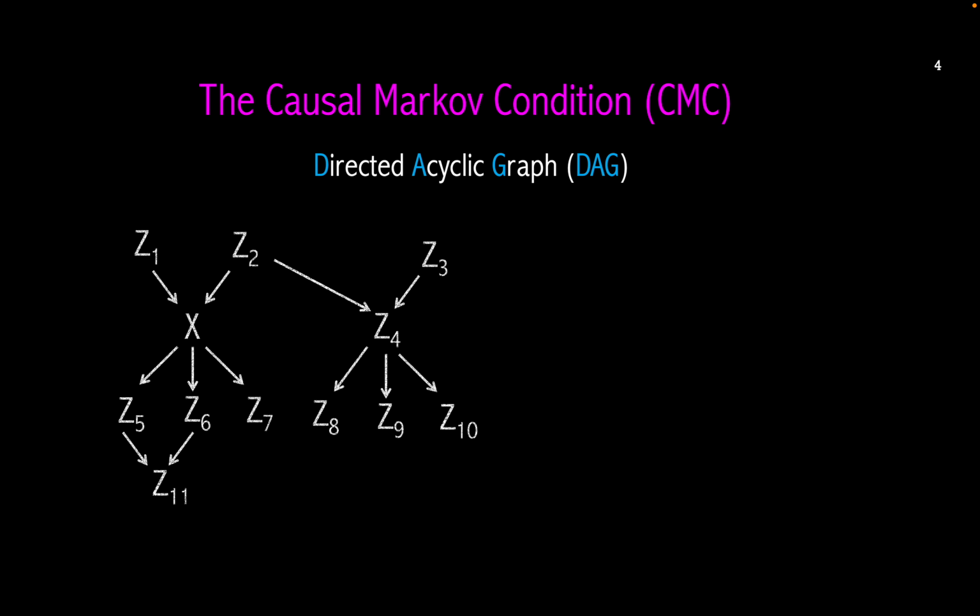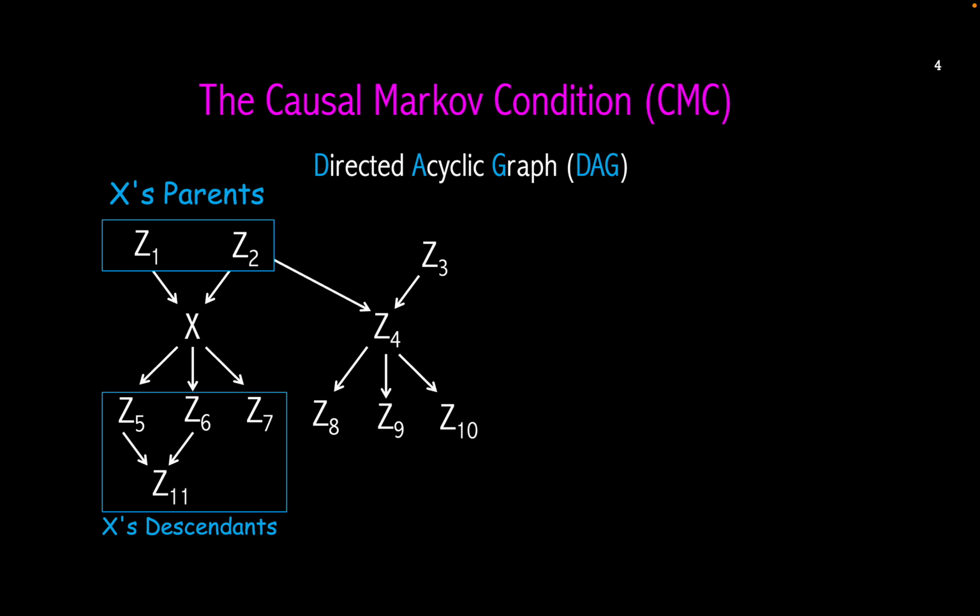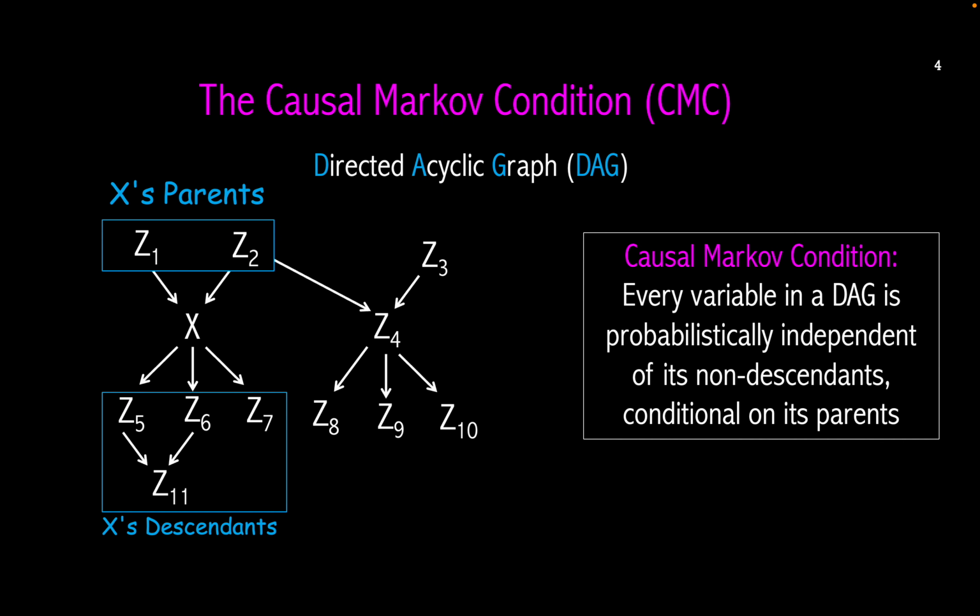Today I'll focus on a different formulation of CMC. This formulation is logically equivalent to the one just discussed, but will be more helpful for giving you an intuitive sense of what it means. The causal graphs we're using are called directed acyclic graphs, or DAGs. Within a DAG, we refer to the direct causes of a variable as its parents, and its effects as its descendants. A standard formulation of the causal Markov condition states that every variable in a DAG is probabilistically independent of its non-descendants, conditional on its parents.